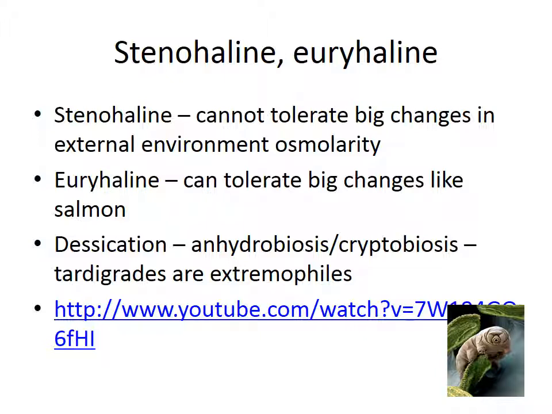One is called stenohaline and euryhaline. Steno means tiny, so it cannot tolerate big changes in external environment osmolarity. So stenohaline would be creatures that just don't like it if they're moved from, let's say, saltwater to freshwater or freshwater to saltwater. Euryhaline creatures, on the other hand, can tolerate big changes in external environment osmolarity, like salmon. They actually go from seawater to freshwater and freshwater to seawater, so they can do this.